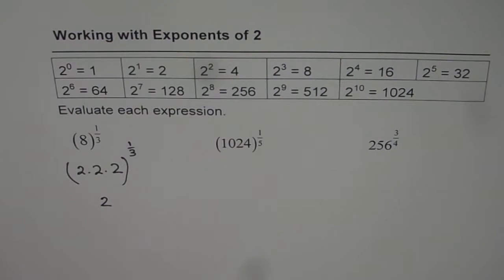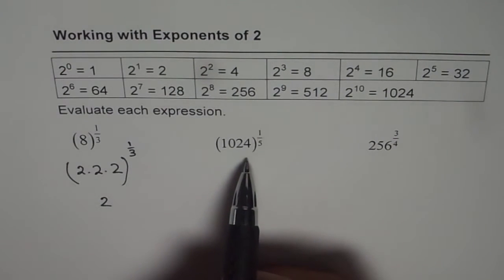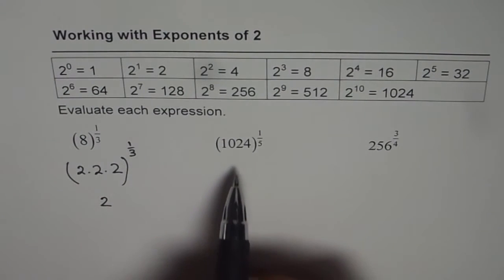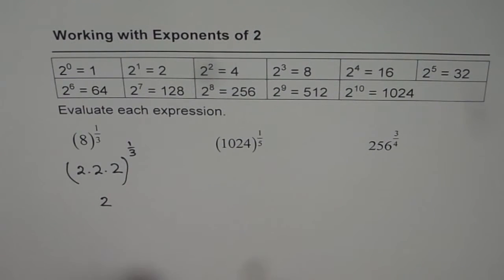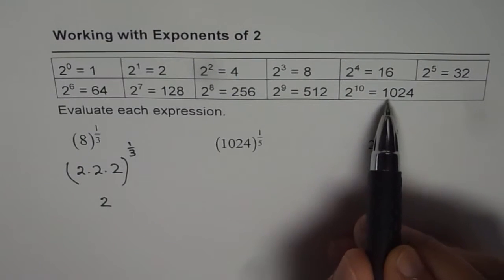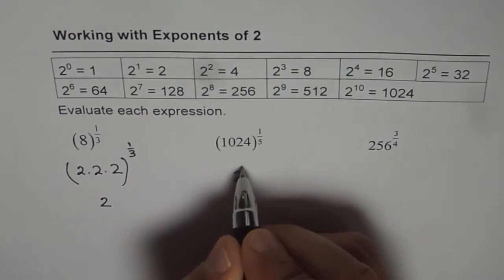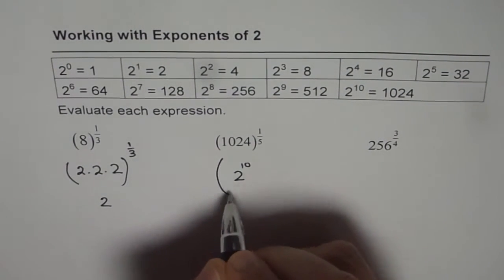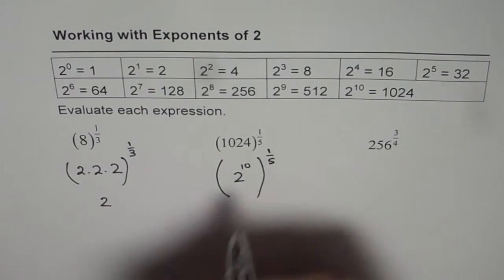Well, let's take another example, and this time it is 1024 to the power of 1 over 5. Now 1024 is kind of 1000, right? We also use this number for kilobytes, 1024. So in the table we see 2 to the power of 10 is 1024. So I could write 1024 as 2 to the power of 10. And what do we have here? 1024 to the power of 1 over 5.